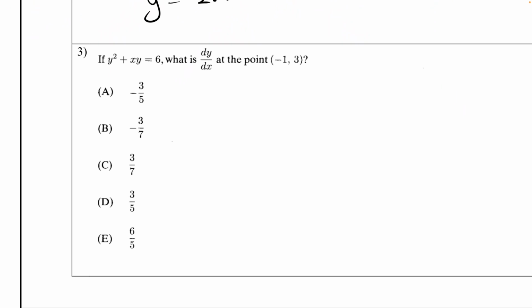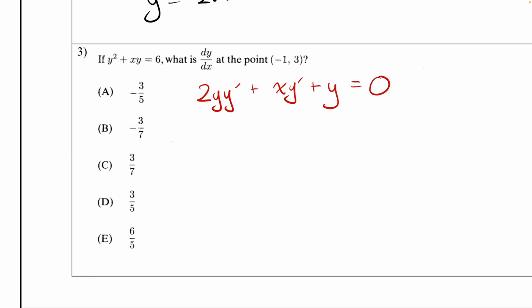Number 3, we have that equation, and we're looking for y prime, and it gives us a point. This sounds very familiar. Let's go ahead and take the derivative, because we need to find y prime. So that's 2y y prime, plus product rule: 1d2 plus 2d1. 2d1 is like that, right? Whoop, y. And that's going to be equaling, derivative of 6 is 0.